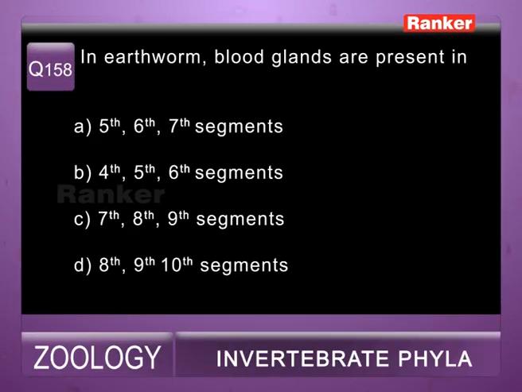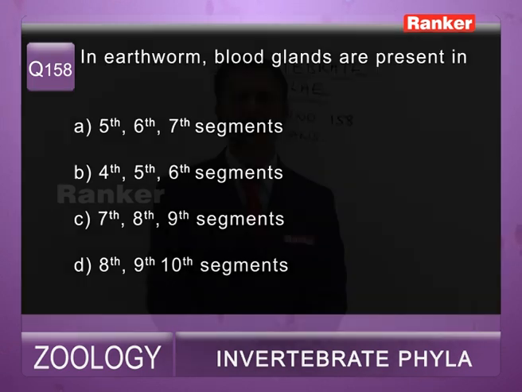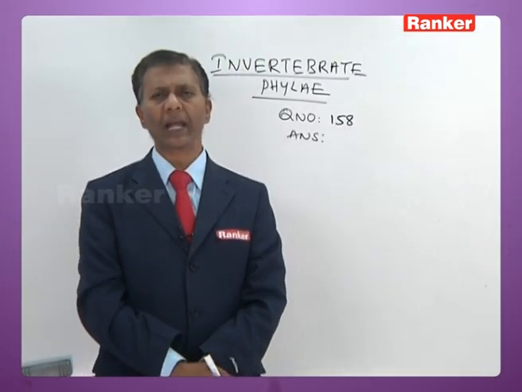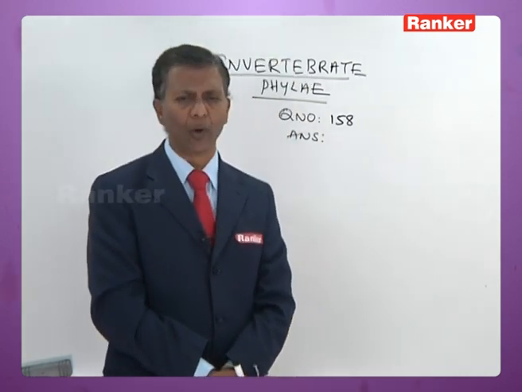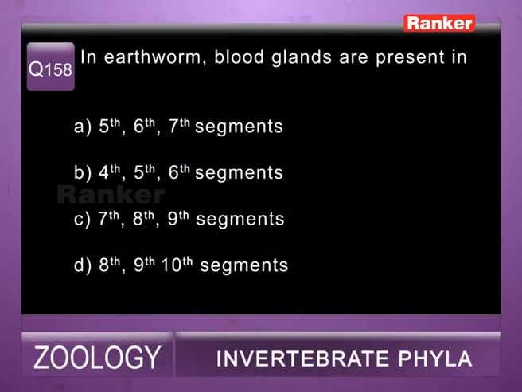The 158th question: in earthworm, blood glands are present in A, 5, 6, 7 segments, B, 4, 5, 6 segments, C, 7, 8, 9 segments, D, 8, 9, 10 segments. Earthworm has 3 pairs of blood glands; they are present in 4th, 5th and 6th segments. They synthesize hemoglobin. So 158th question, correct answer is B.